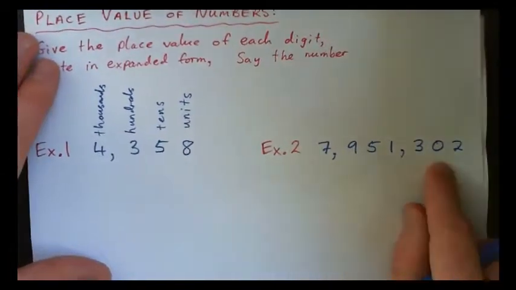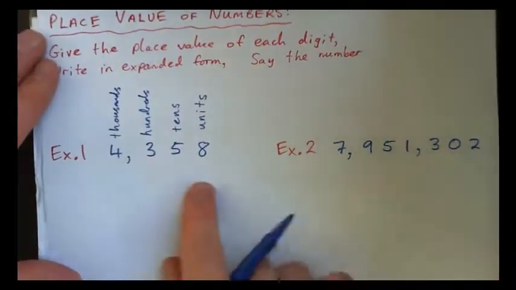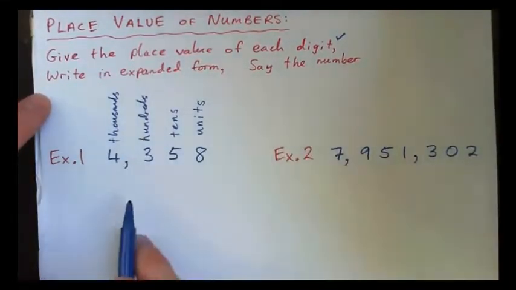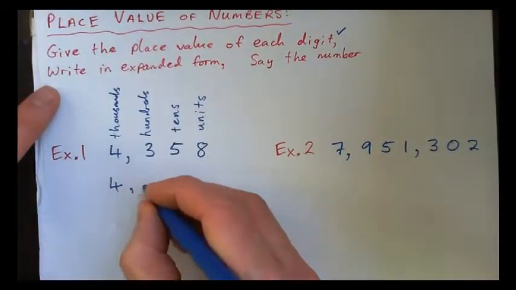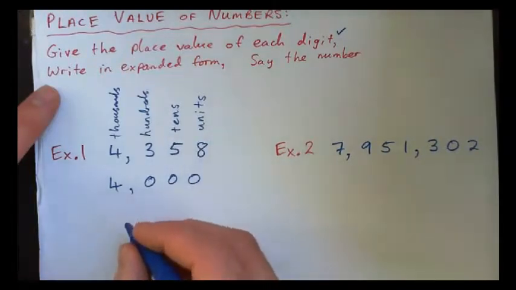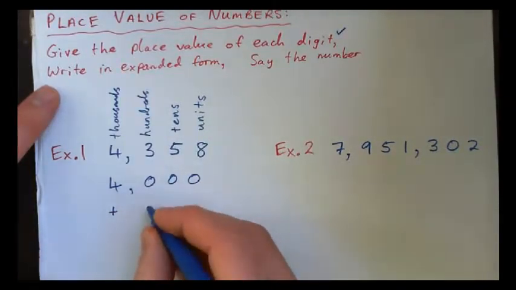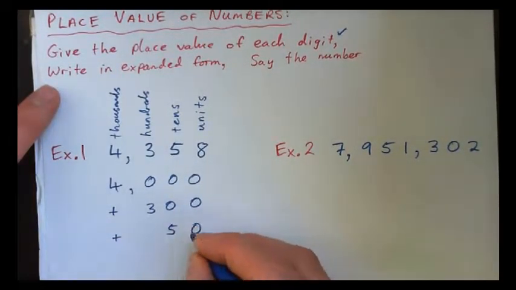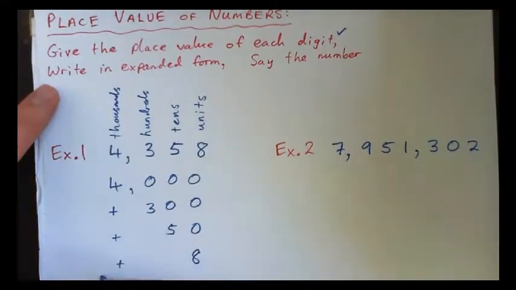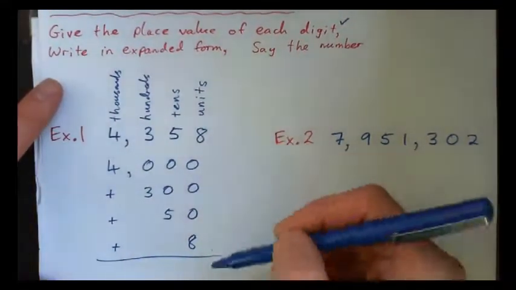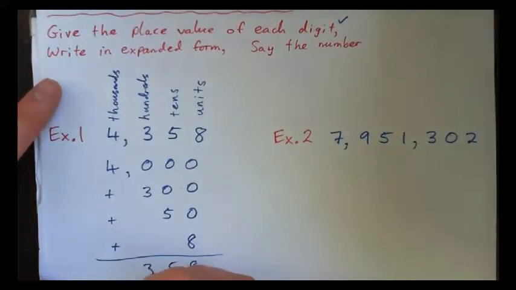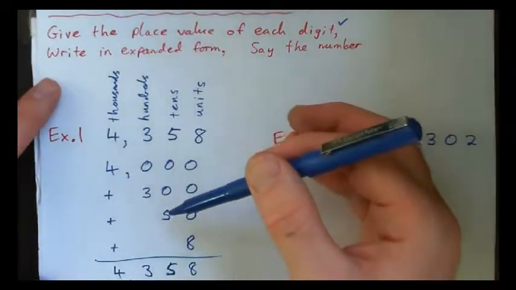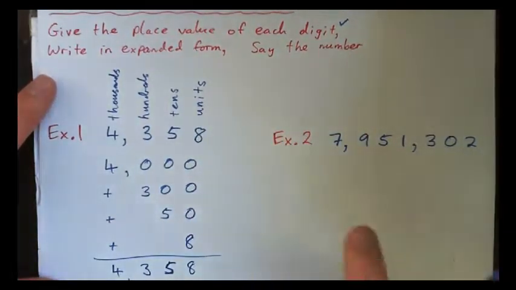Oh, sorry, so we've given the place value of each digit. Now we're going to write in expanded form. In expanded form, that is 4,000, okay, plus 300, okay, plus 50, plus 8. Does that make sense? And that'll all add up to 4,358. So 4,300, 5 tens and 8 units. And say the number, we did that.